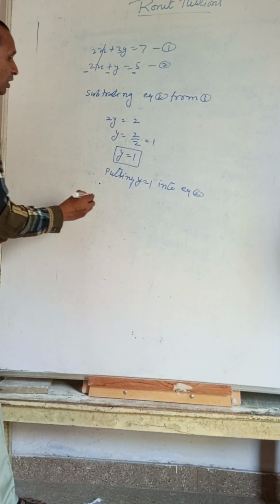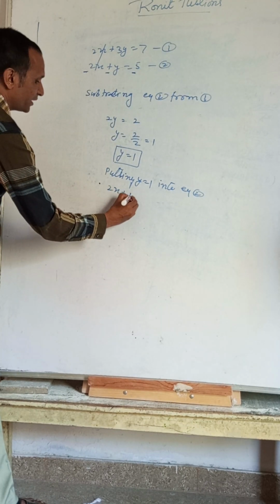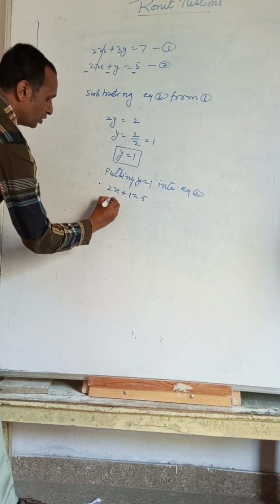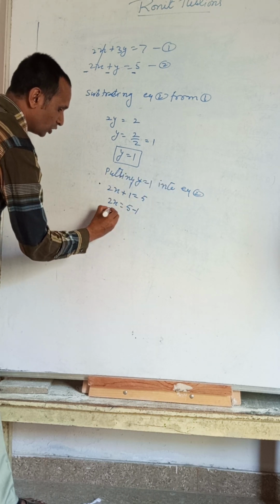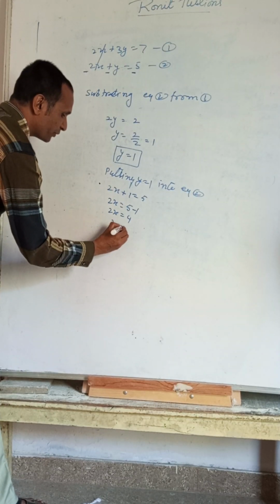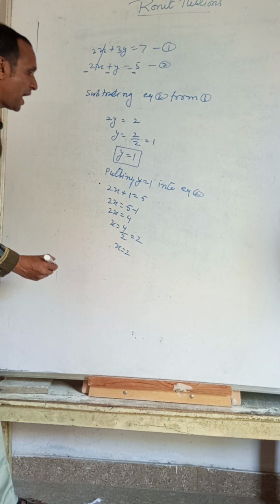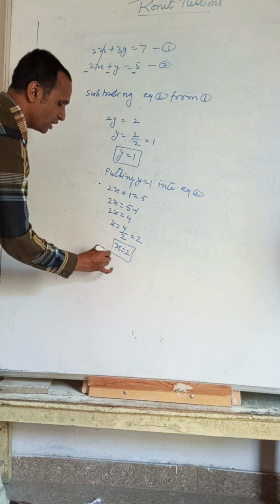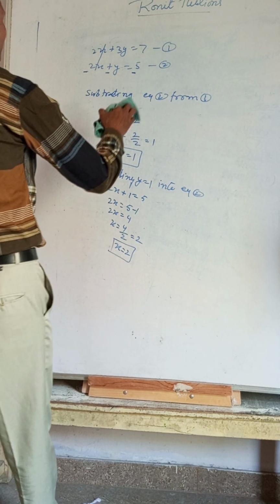So 2x plus 1 is equal to 5. Then what will come? 2x is equal to 5, and this number will go that side, then minus 1. 2x is equal to 5 minus 1 is equal to 4. X is equal to what will come? 4 by 2 is equal to 2. The x value came 2. The x and y values we got are the answers of this one. This is the elimination method given in this question.